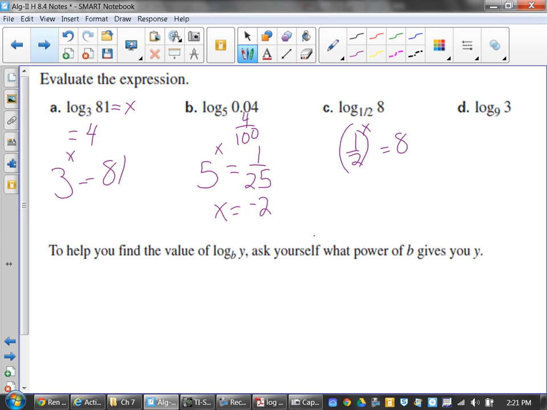Okay, everybody see how you have to flip the fraction? We all know that 2 cubed is 8. So this has to be a -3.